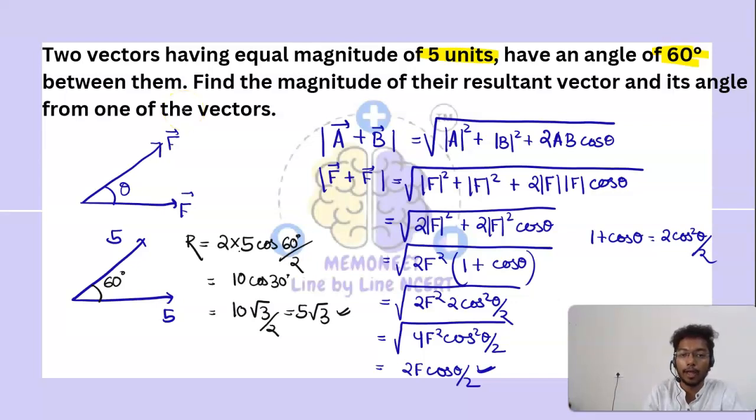The angle from one of the vectors, the resultant angle, in which direction will it be? The angle is 60 degree, and the magnitude of both is the same. Okay, both have the same magnitude, so the resultant will pass through the angle bisector. Okay, it means it is 30 degree and this is also 30 degree. So the angle from one of the vectors will be equal to 30 degree here.